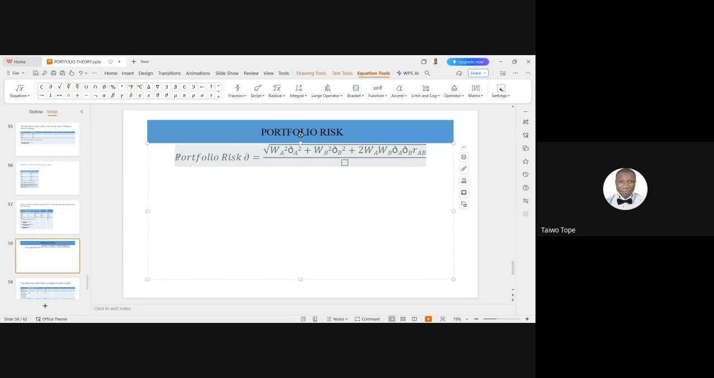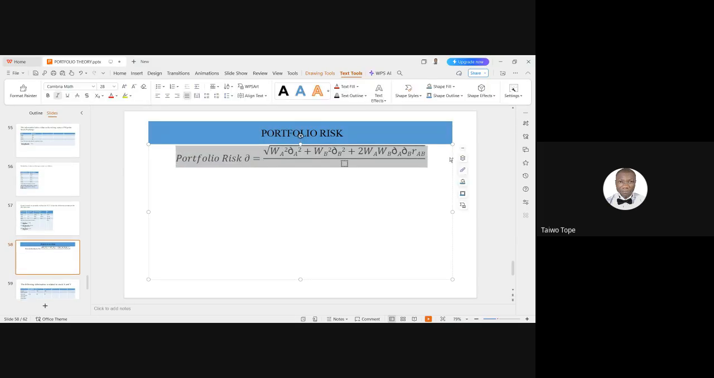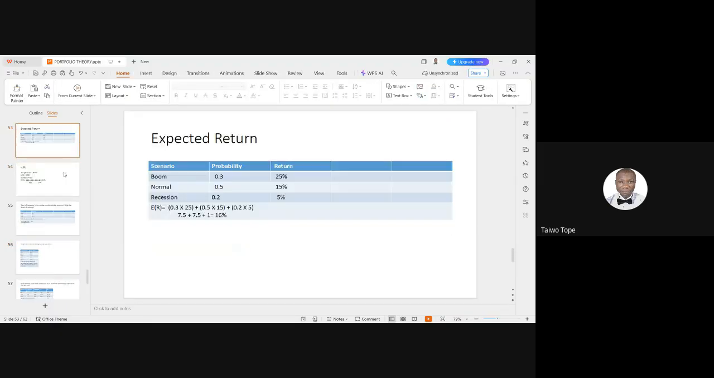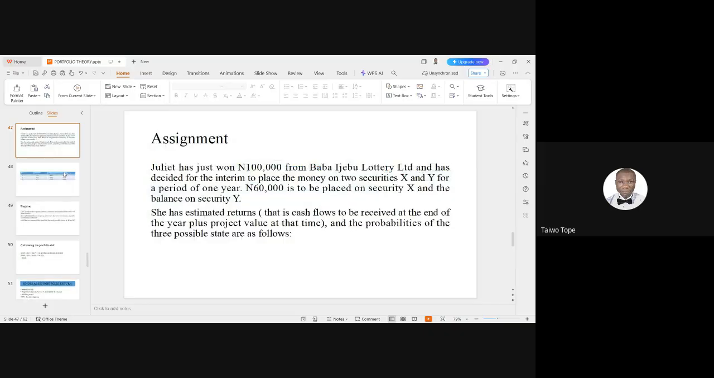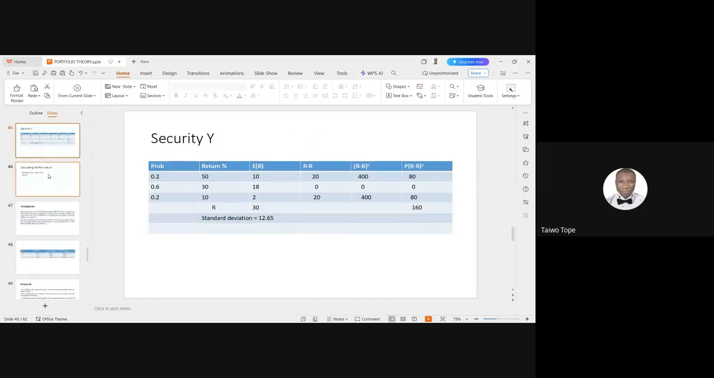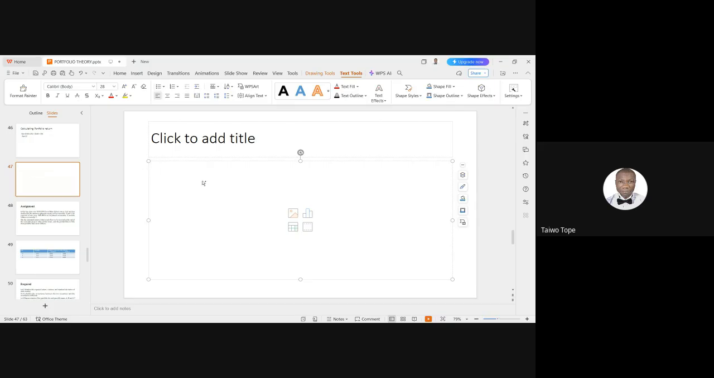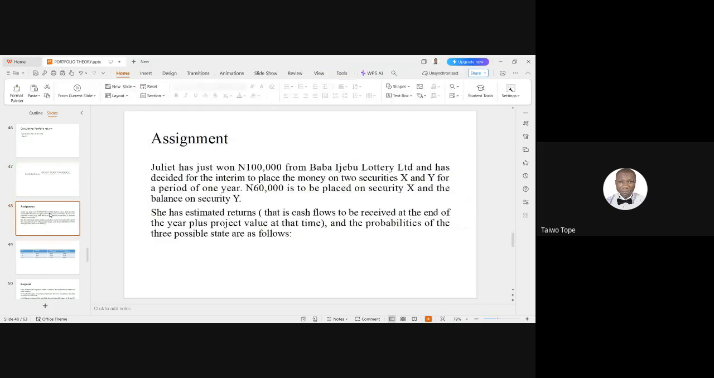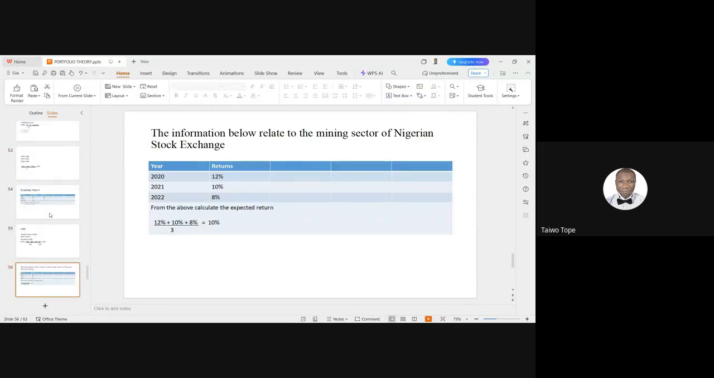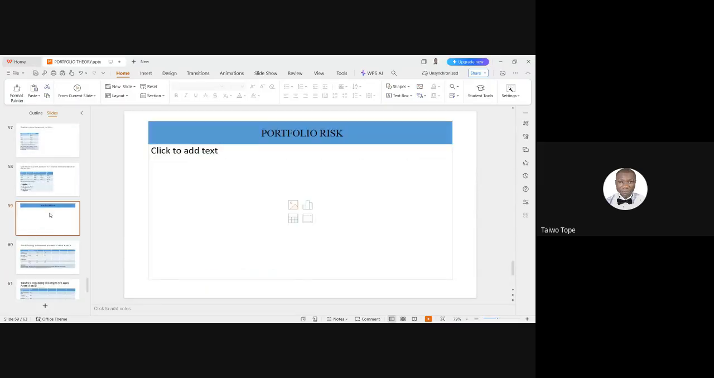Let me remove this formula, because some people will start getting scared. I don't want to scare anybody. Let me hide it somewhere. Some people will start looking, what is this again? I want us to derive the formula ourselves, do it together, so that you will know that it's very simple.